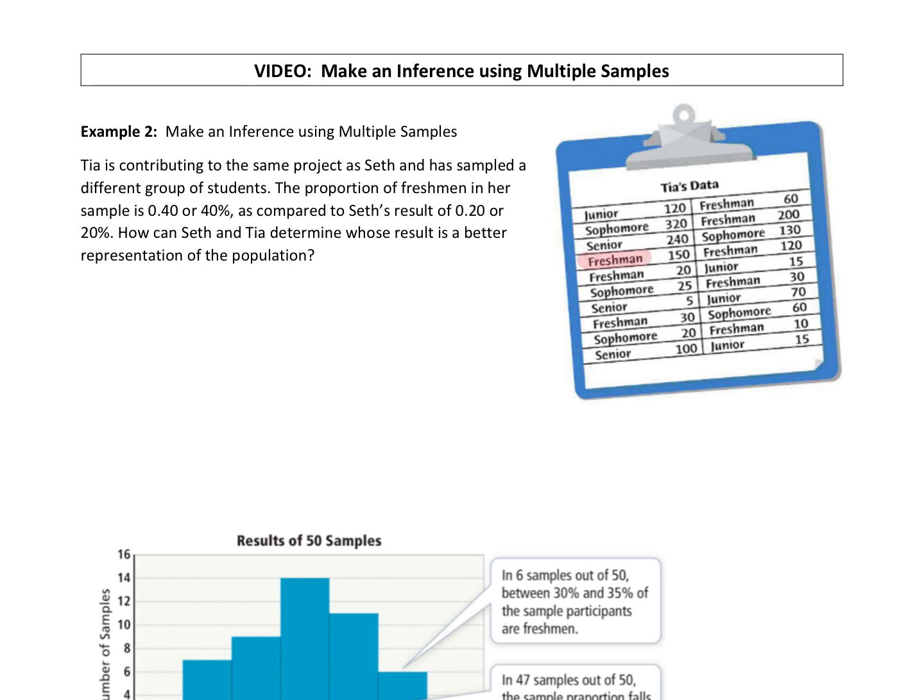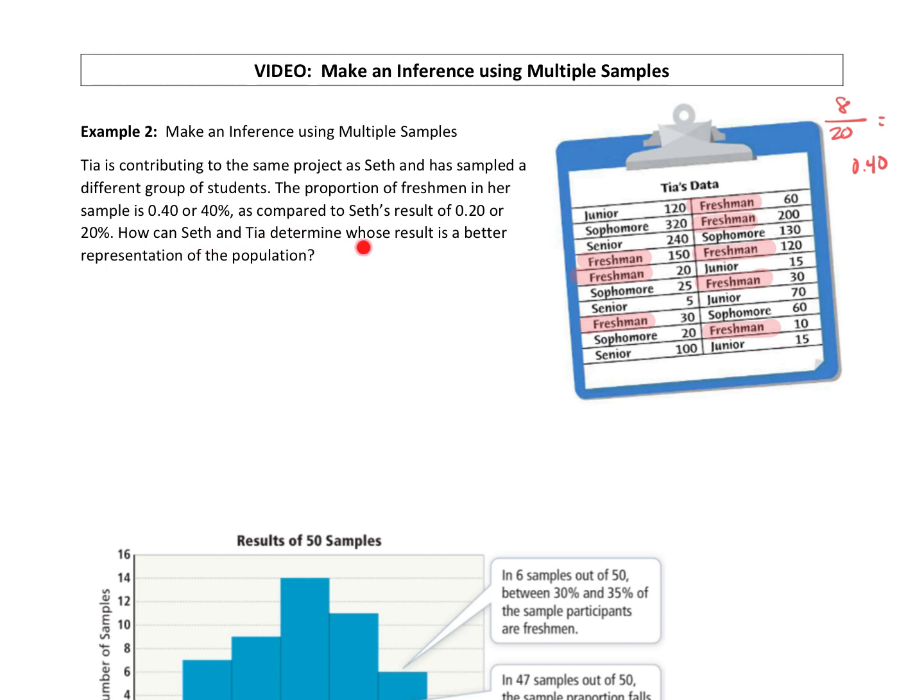She's got freshmen, freshmen, freshmen, freshmen, freshmen, freshmen, freshmen, a lot more freshmen. So if we count those up, that's 1, 2, 3, 4, 5, 6, 7, 8. So she had 8 freshmen out of her total 20 participants, which gave her that 0.4 or 40%. Seth's results were 0.2 or 20%.